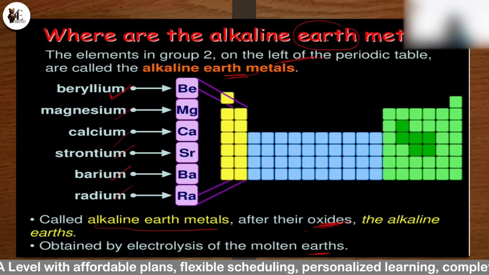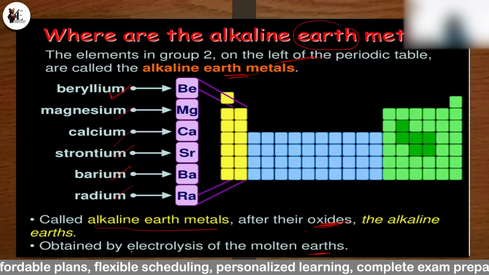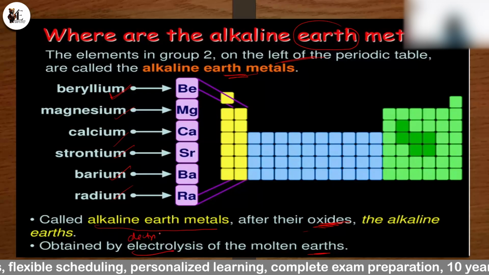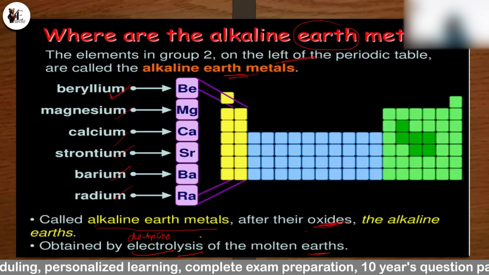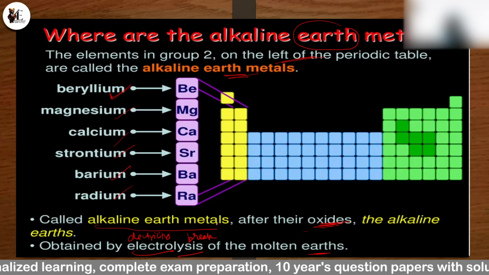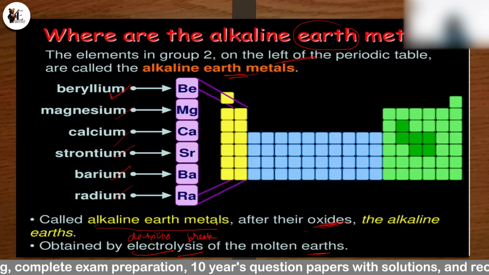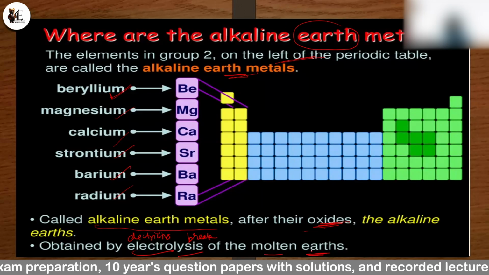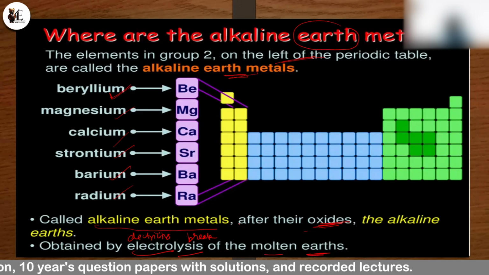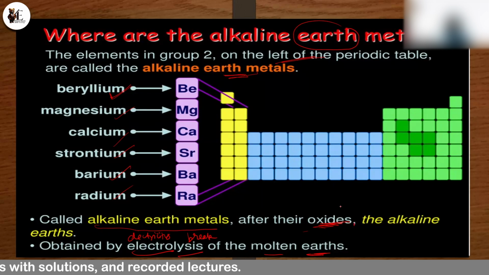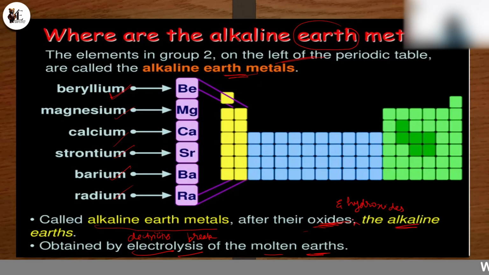Okay, electrolysis: electro means electricity and lysis means breaking down. So you break down a compound into its elements by passing electricity. So they are obtained by electrolysis of the molten earth, and they are called alkaline earth metals because their oxides and hydroxides are alkaline in nature. Write it down. What does the word alkaline mean? Water soluble bases. Yes, very good.